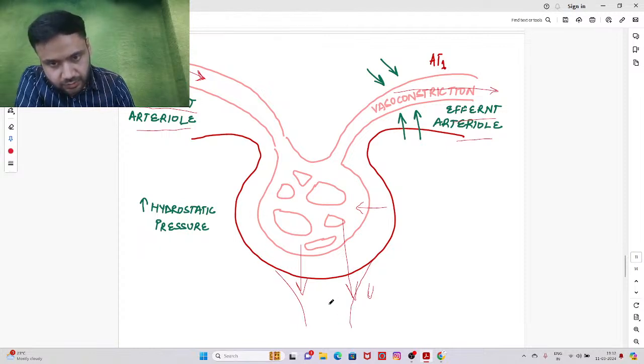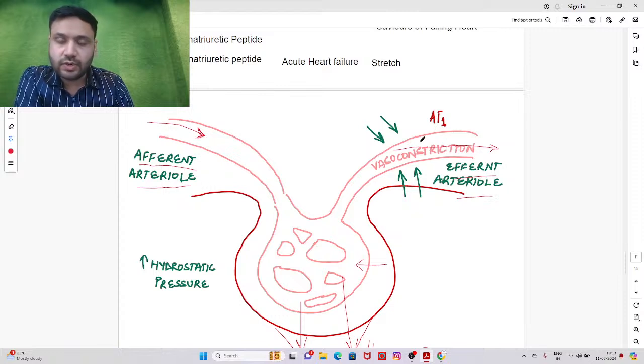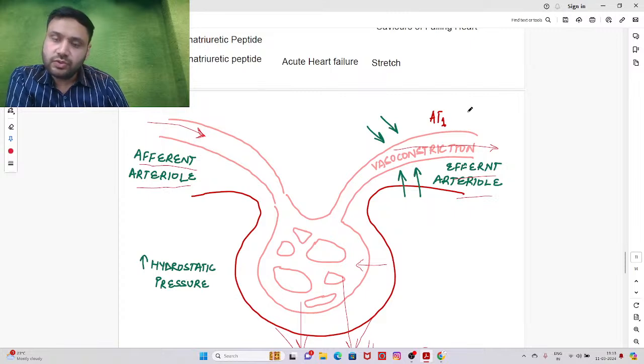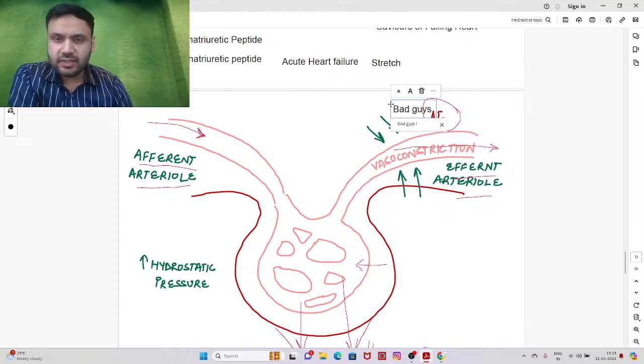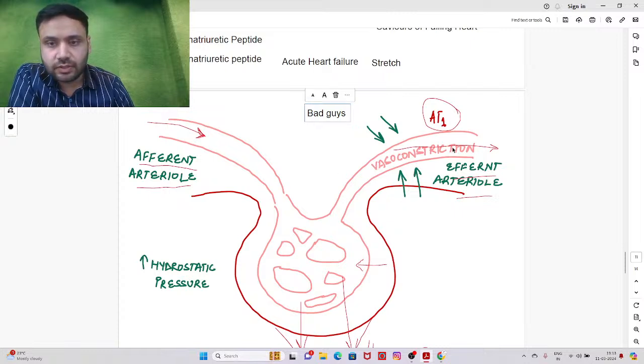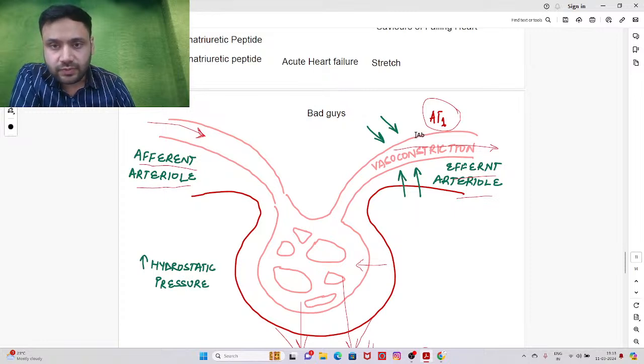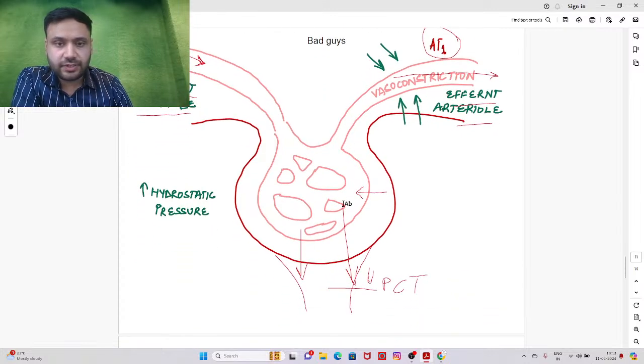The filtered solute goes here into the proximal convoluted tubule, and we won't go into the details of this. What we are interested in here is that angiotensin 2 has receptors on the efferent arteriole. Once angiotensin 2 acts on angiotensin 1 receptors, because we know that these are the bad guys, they cause vasoconstriction. Once vasoconstriction happens here, the pressure rises in the glomerulus.